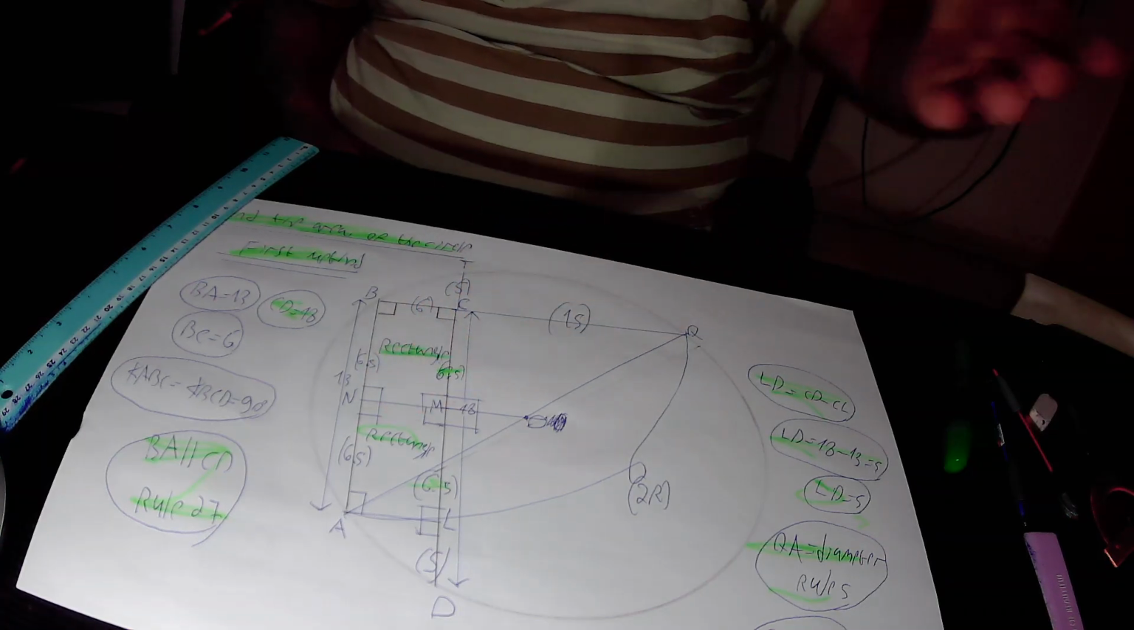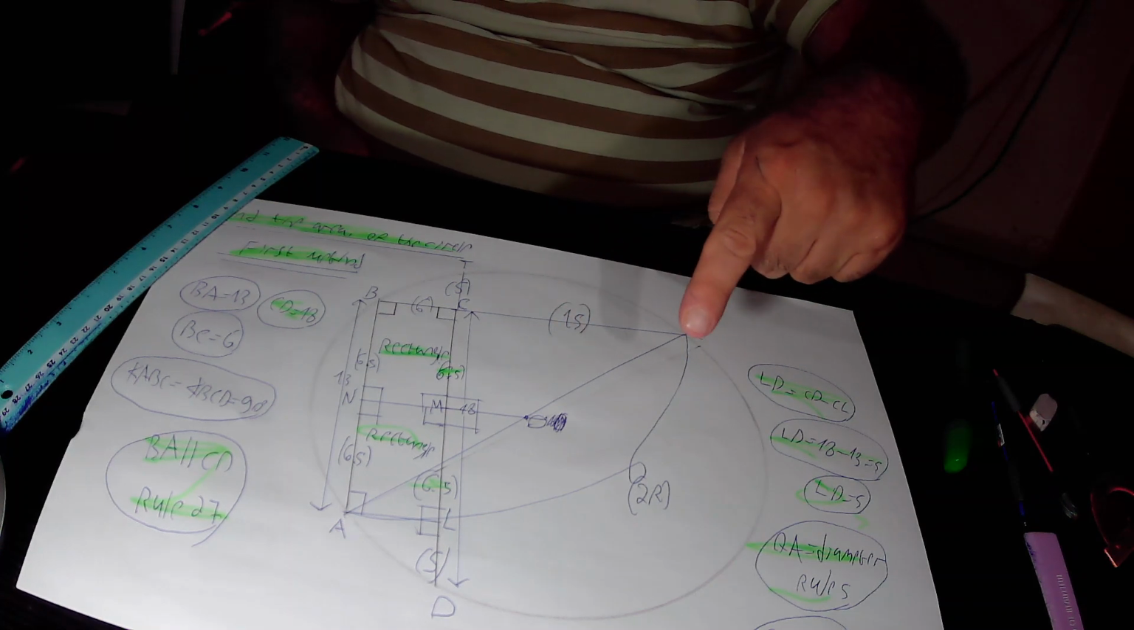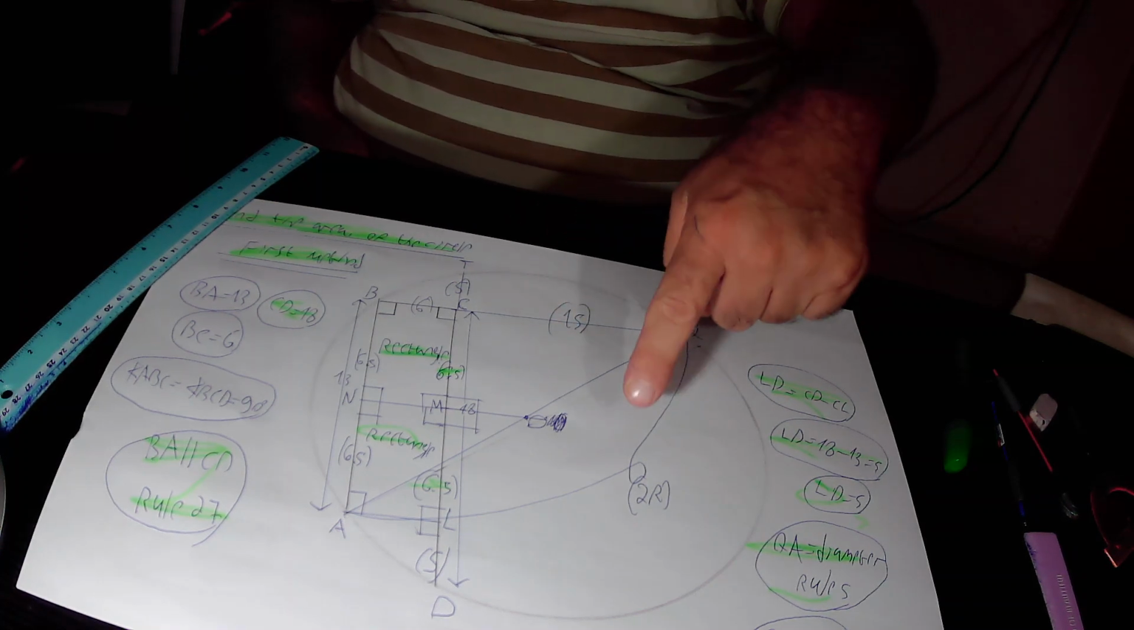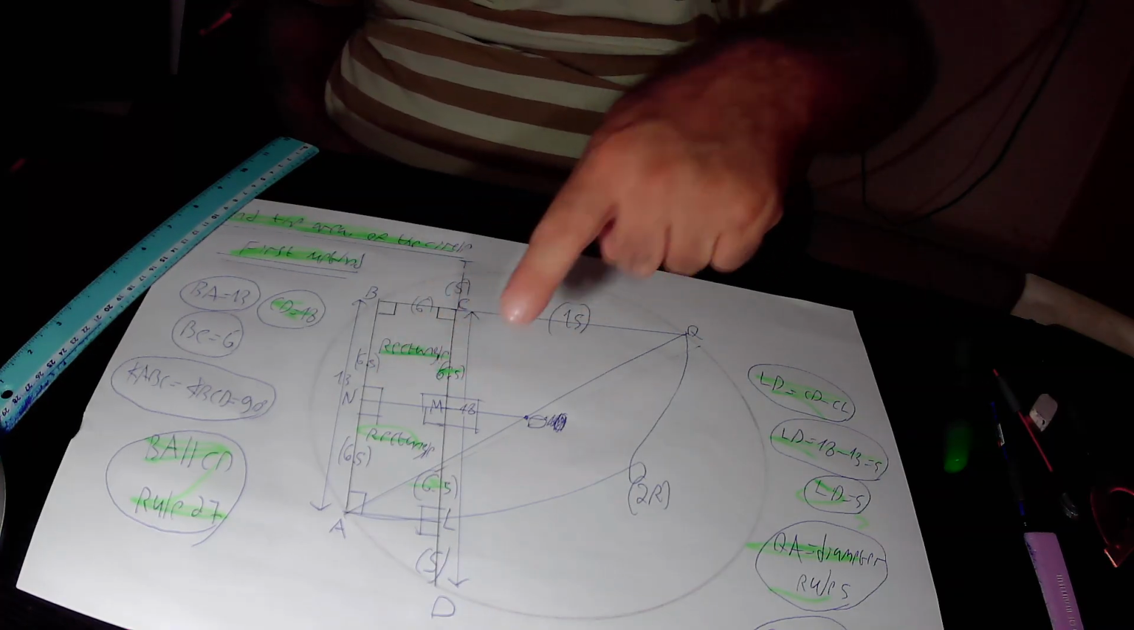QA is the diameter, which is twice as long as the radius. So if the radius is r, then the diameter must be equal to 2r. So QA equals 2r.